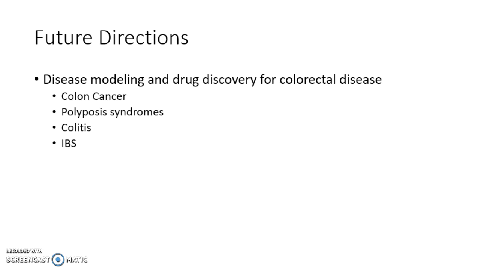Okay, and with these results, precise methods can be used to derive these colonic organoids without the need for surgical resection of tissue. This would make it a lot easier to harvest and test out diseases of the colon, such as colon cancer, polyposis syndromes, colitis, or irritable bowel syndrome.